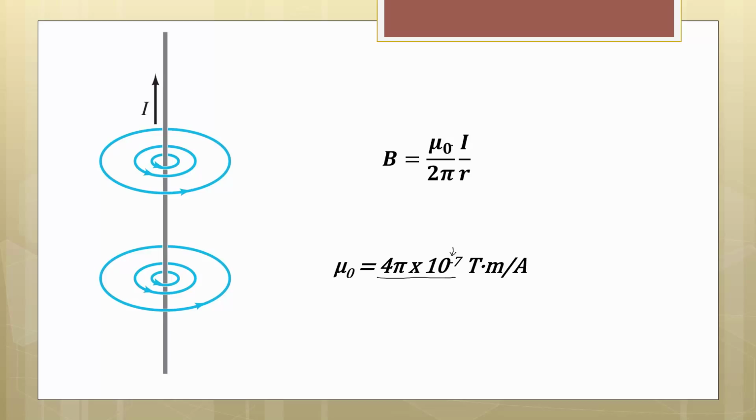And then you also have the magnetic field proportional to the current in the wire, inversely proportional to the distance from the wire, which we're calling r. So that would be the distance out this way is r.